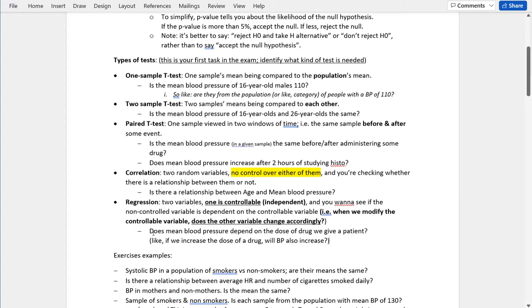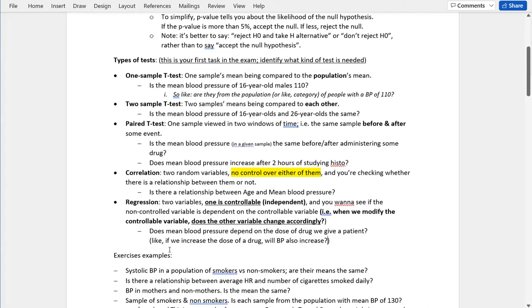One example of this is: does mean blood pressure depend on the dose of drug we give to a patient? We can control the dose of the drug, and we are observing the mean blood pressure, okay? One we control, and one we observe. We control the controllable one, the independent one, and we observe the one we can't control, the dependent one. So, if we increase the dose of the drug, will blood pressure also increase?